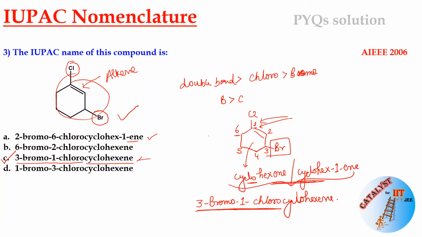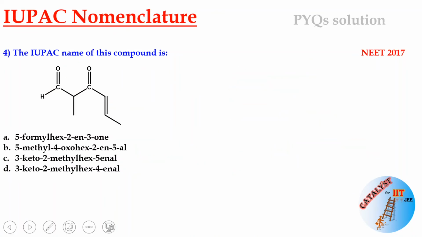Okay, now option 3 is the correct answer for this question. Now move to our next question, which is the IUPAC name for this compound. This actually appeared in your NEET 2017. So it is quite difficult because it has your ketone functional group, your aldehyde functional group, as well as a double bond in it.